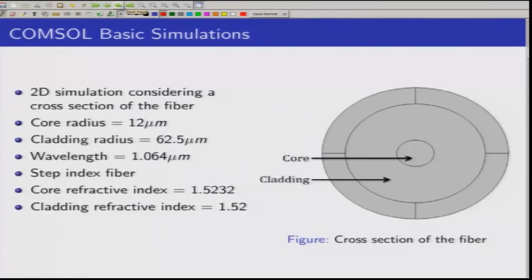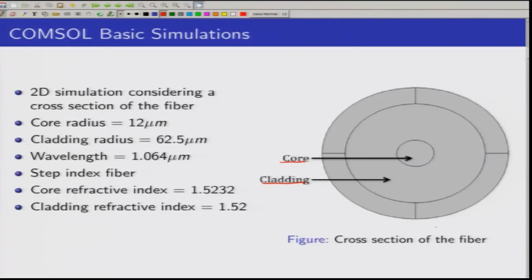For that, we need to design a geometry. As we have seen earlier, the cross section of a fiber consists of a core and a cladding, which has been defined here in the figure. The properties of this core and cladding, that is the dimensions and the refractive indices, are given here.